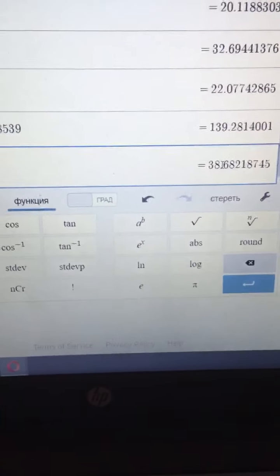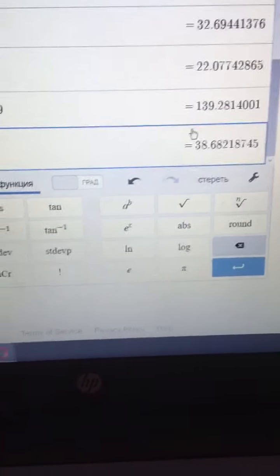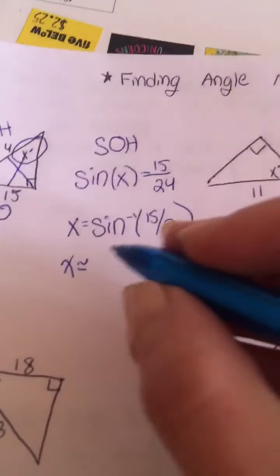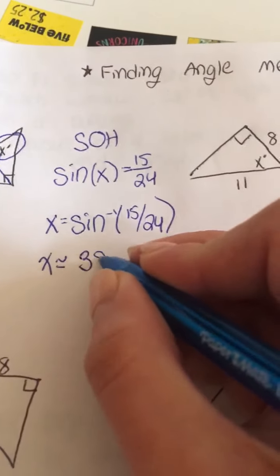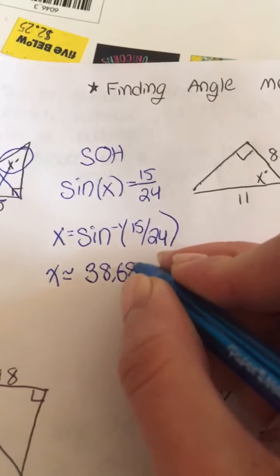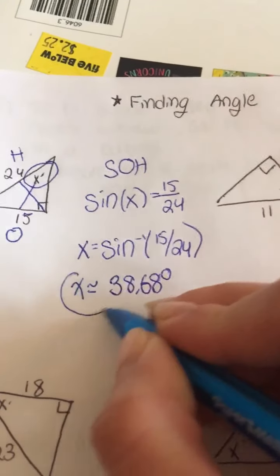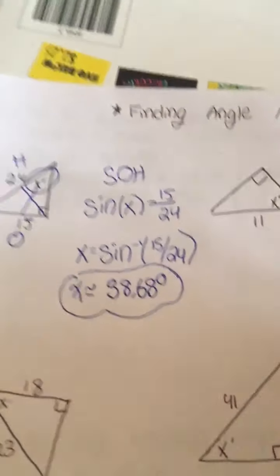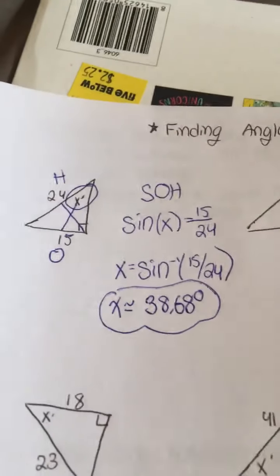So the angle would be about 38.68 degrees in this problem. 38.68. Don't forget degrees for your angles. All these answers should have degrees, not feet or something. It's not a side length, it's an angle measure.